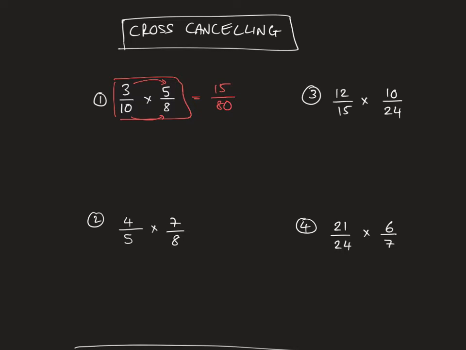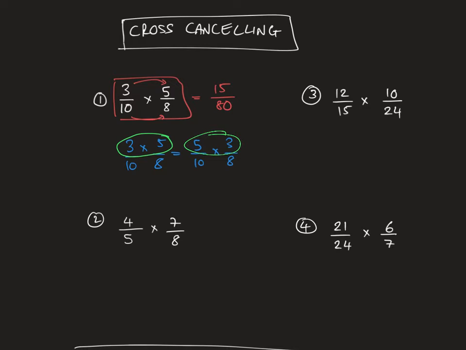Now, what's going on here? If we've got 3/10 times 5/8, hopefully you'll recognise that that would be the same as 5/10 times 3/8. The reason for that is because these top two numbers, the 3 and the 5, when they're multiplied, are commutative. They can move. So 3 times 5 is the same as 5 times 3.